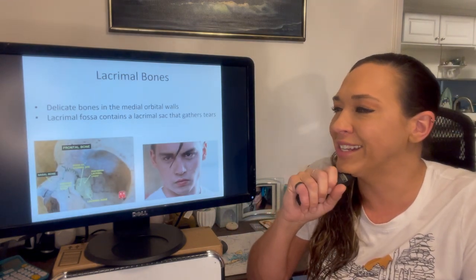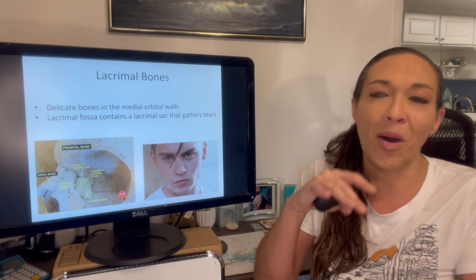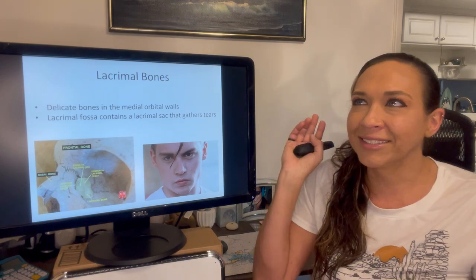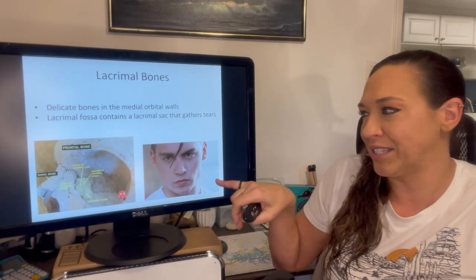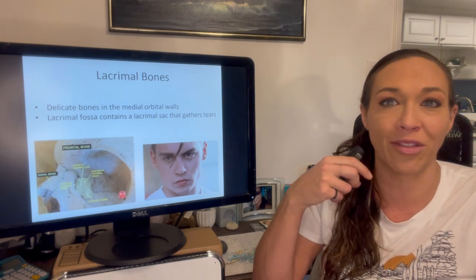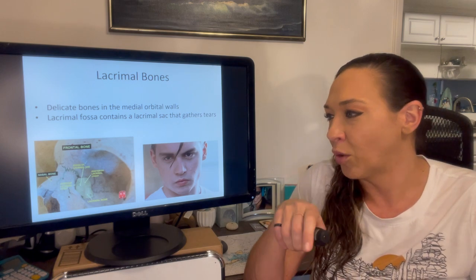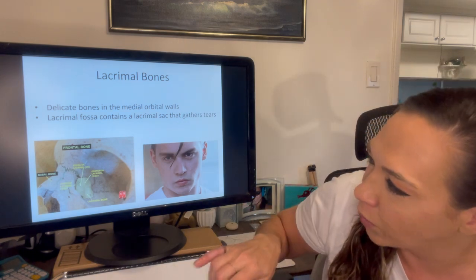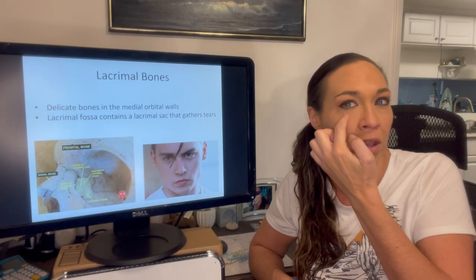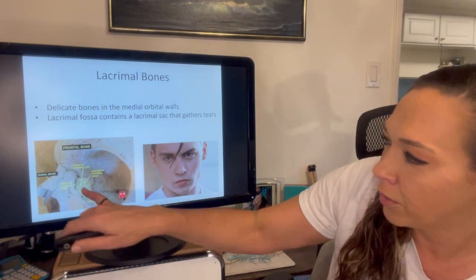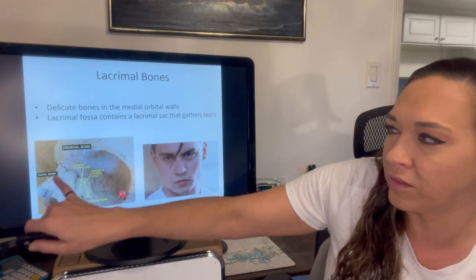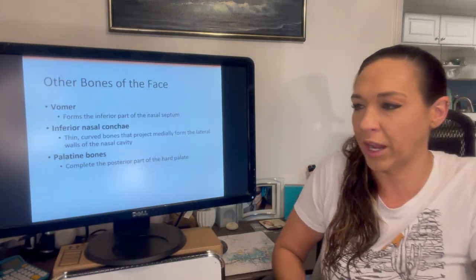Your lacrimal bones, these are delicate little bones found right under your eye, which is why you can bust it. This is where your tears come from. So lacrimal, you can see right here. This is where your tears are going to come from. So they do have a lacrimal sac that is going to gather the tears and help with secretion or release of the tears, I should say. And it's not a great picture, but you can see it right kind of in here. Very delicate bone, right? Right on the inside of that orbital, right here. So you can see that. This is ocular orbital, right? And then right on the inside, this is his nose right here. We'll see a better picture in just a second.